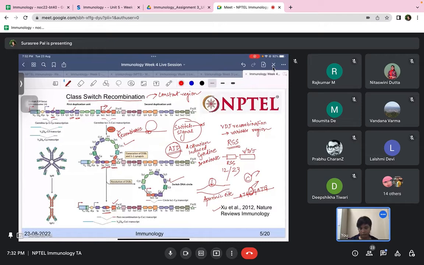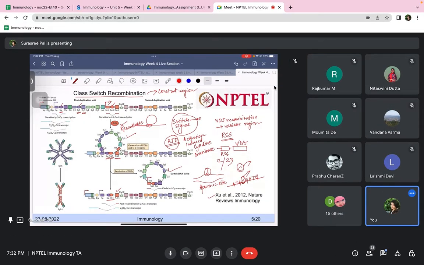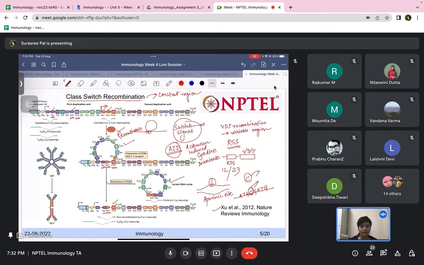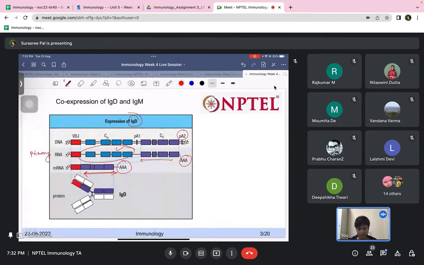Okay, so now moving on to the next section: if several different types of immunoglobulins are expressed, how are these expressed? Most of the immunoglobulins are of this particular structure, the IgD, IgE.